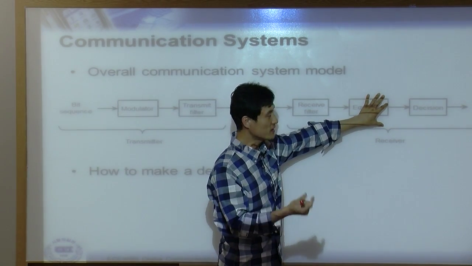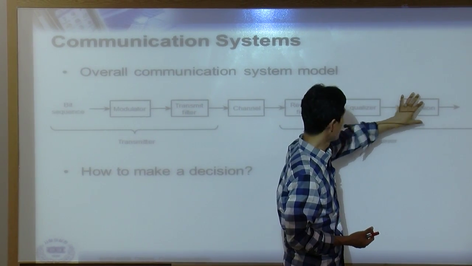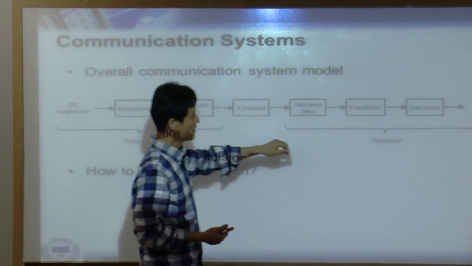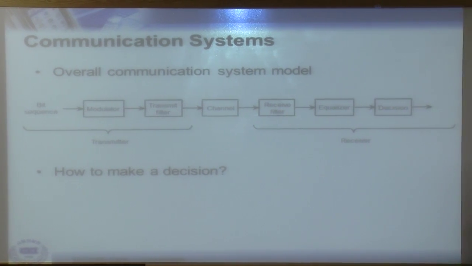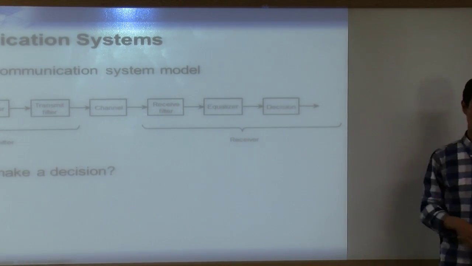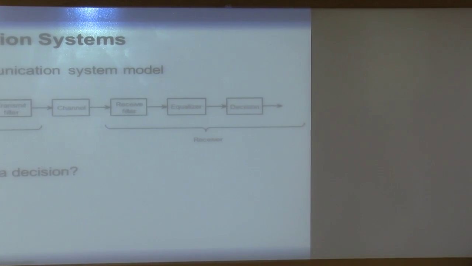So what is remaining is the decision block. All the other things we already learned, right? We are now going to talk about this decision block. The decision block is the last step in the receiver. So the question is, how do you make a decision?